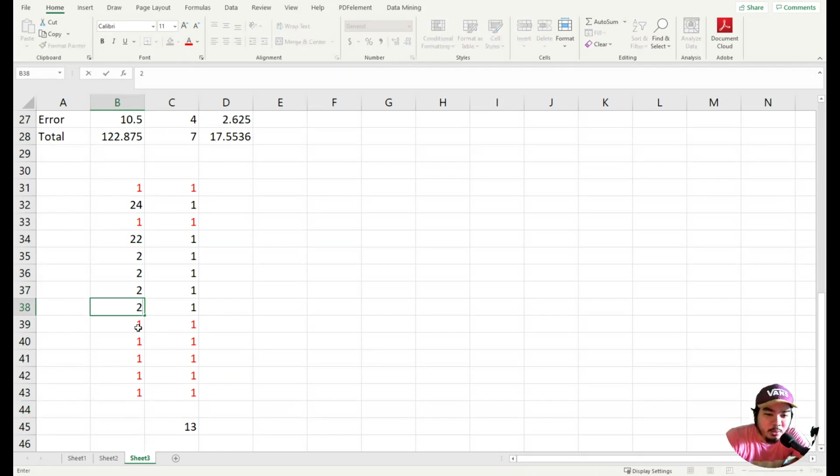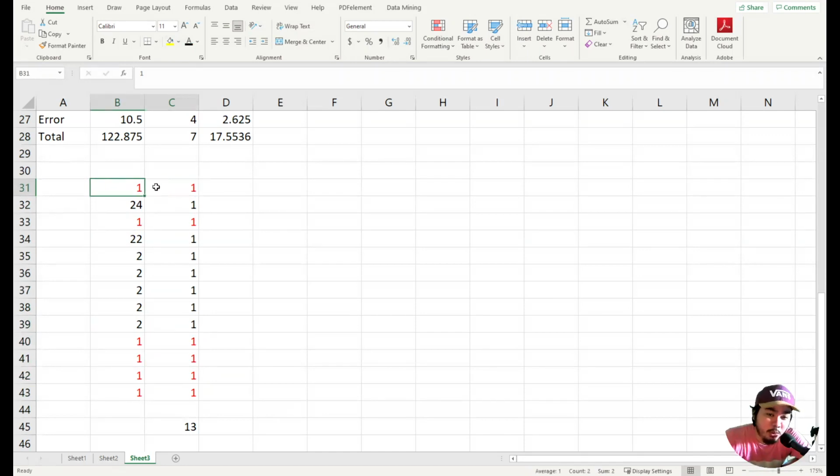Let's just say 2 each, no? To illustrate my point. So let's just say ganito, no? So I have 1, 2, 3, 4, 1, 2, 1, 2, 3, 4, 5, 6. Yeah, I have 6 values.